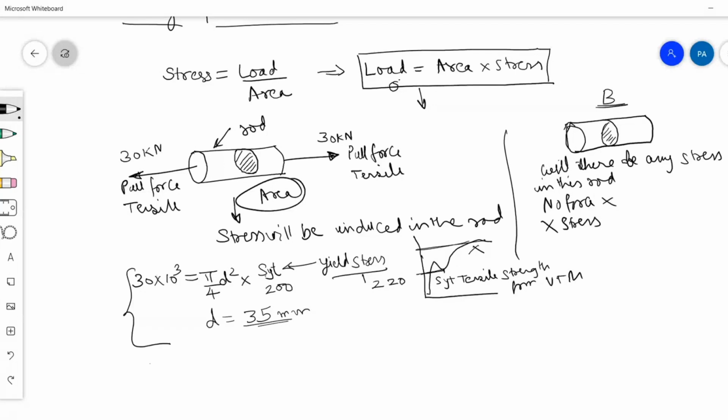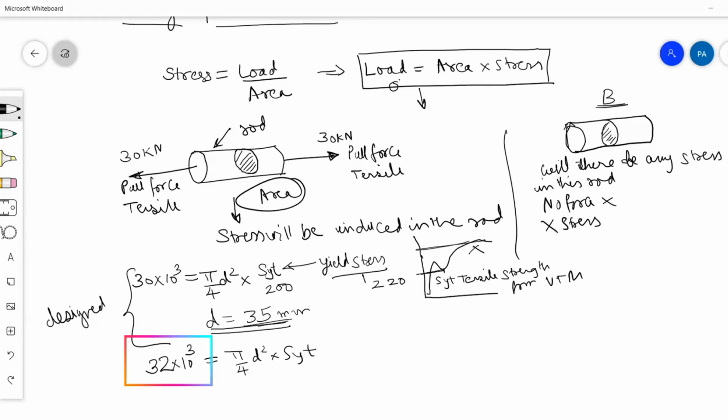Now say, for example, instead of 30 kilonewton, the load increases to 32 into 10 raised to 3 equal to pi by 4 d square into SYT. We have designed this, and we got the value of D as 35 mm. But now this is designed for what load? 30 kilonewton. But the load suddenly increases to 32 kilonewton.